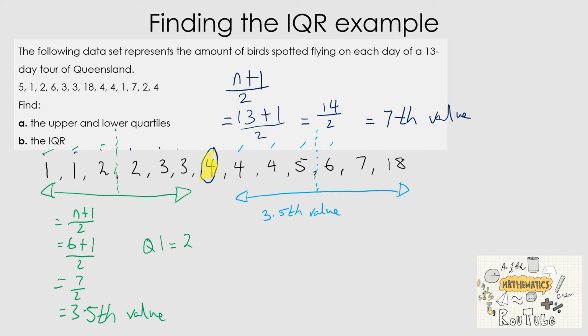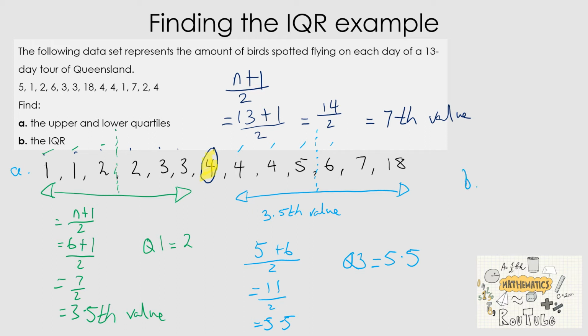You can either just say, well, what value comes between 5 and 6? Clearly it's 5.5. Or you can actually do it like so. You can work out 5 plus 6 over 2, which is equal to 11 over 2, which is equal to 5.5. Okay, so therefore our Q3 is equal to 5.5. So that's our part A completed.